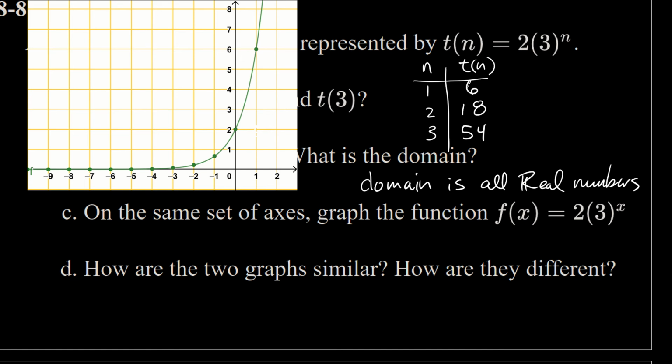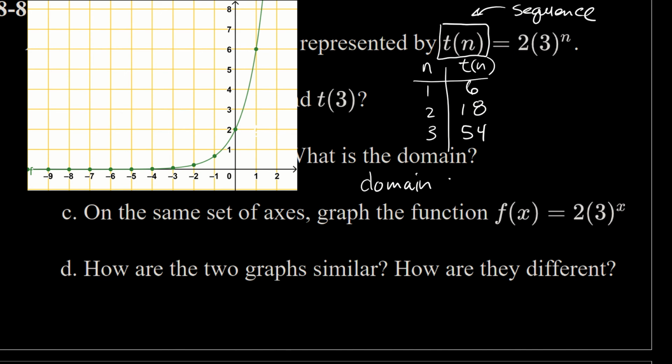Next, on the same set of axes, graph the function f of x. I see. I missed something. So thank you. When we see this t of n notation, we are assuming this is a sequence. So when I'm asked what the domain is, it's not all real numbers. The domain for this sequence is all integers. So we're talking like the numbers 0, 1, 2, 3. So the domain of that sequence is all integers.